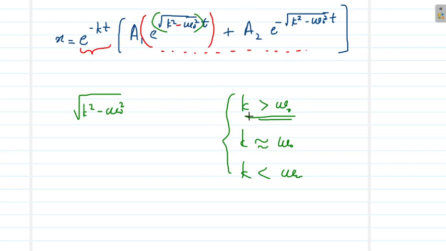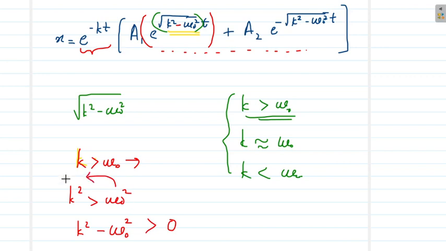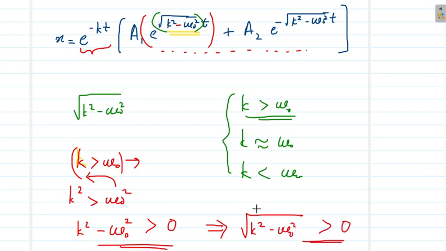And when we look into this equation, if k is greater than omega 0, we can see that k square minus omega 0 square will be a positive quantity. That implies k square is greater than omega 0 square, and that implies k square minus omega 0 square is greater than 0. We have taken omega 0 square to the left hand side. So if k is greater than omega 0, this factor of root of k square minus omega 0 square is also greater than 0. That means it is a positive quantity.